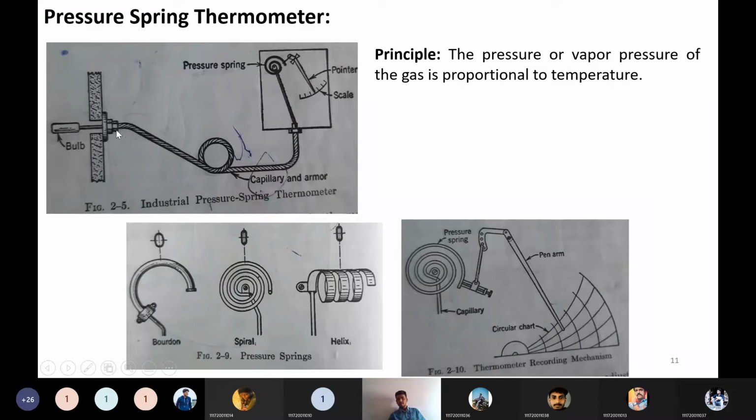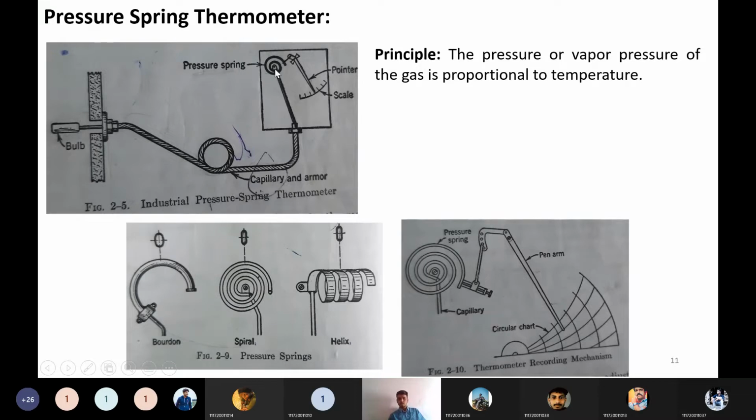This pressure will be carried forward by a long capillary and armor, and this capillary and armor will cause some deflection or displacement of the pressure receiver. Here the pressure receiver is nothing but a pressure spring, or a Bourdon tube, we can call it. Due to the deflection of this pressure spring, there will be some displacement, which is connected to the pointer, and it will be displaced from its standard position. Then this pointer, located on the calibrated scale, will show you the reading of the temperature at this particular location.